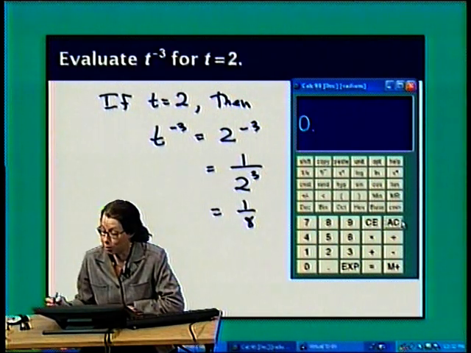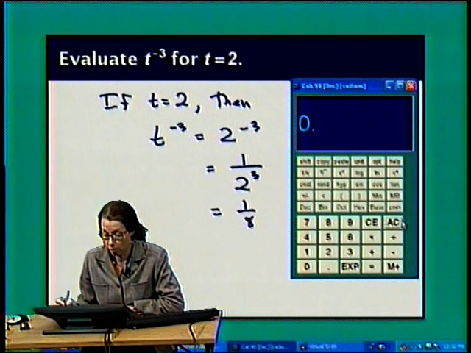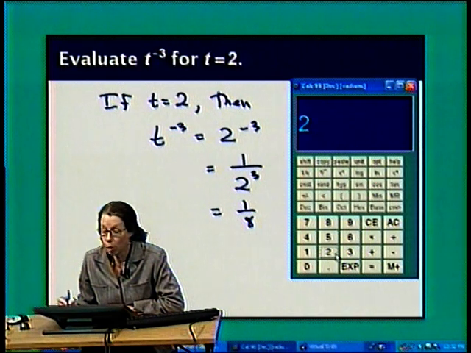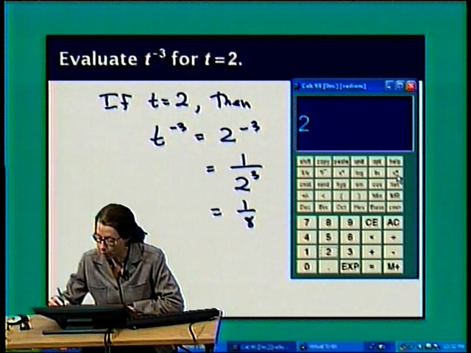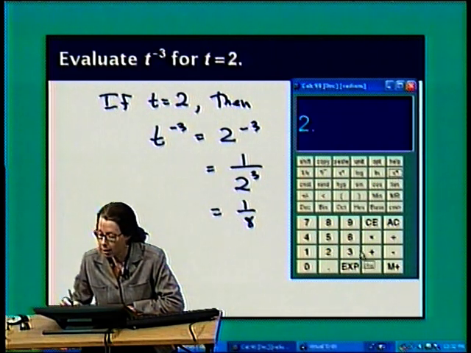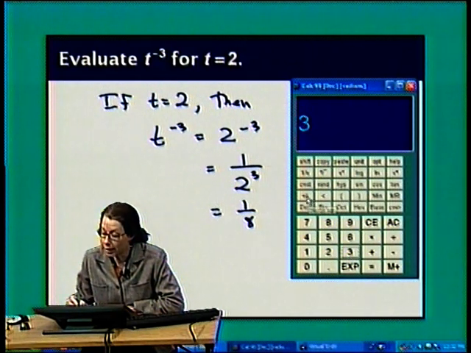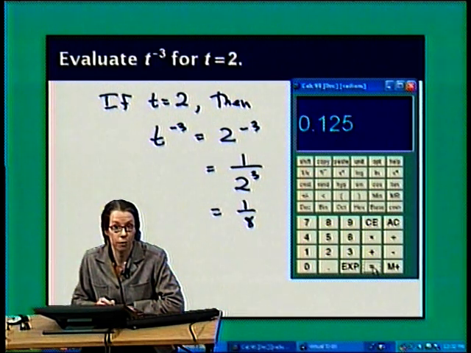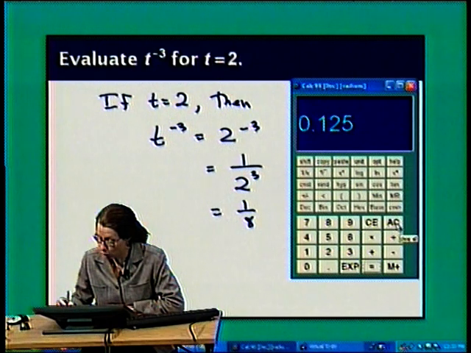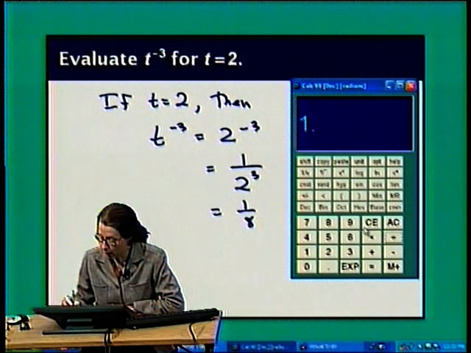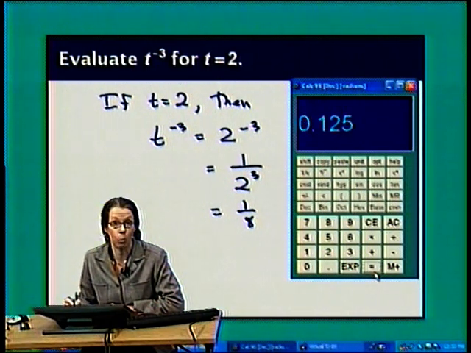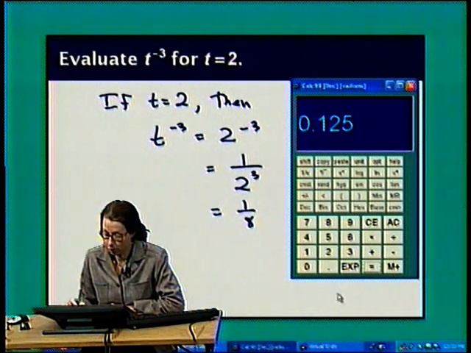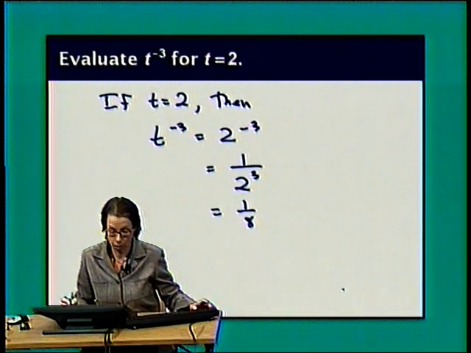If I'm going to enter this on my calculator, I'm going to evaluate 2 raised to the negative 3 power. So I'm going to hit my power key. On this calculator, I put in the integer and then change the sign, and that gives me 0.125. Is that 1/8? Well, it is. If you want to check, you could just do 1 divided by 8. That's 0.125. Let's try this on a graphing calculator.